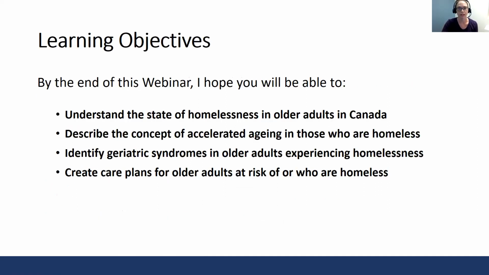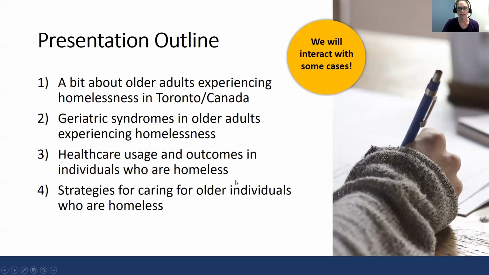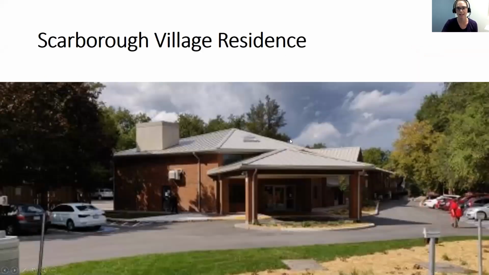So at the end of this webinar, I hope that you will be able to understand the state of homelessness in older adults in Canada, describe the concept of accelerated aging in those who are homeless, identify geriatric syndromes in older adults experiencing homelessness, and create care plans for older adults who are at risk of or who are homeless. So just to give you an outline, I'll first talk a bit about older adults experiencing homelessness in Toronto and Canada, talk about geriatric syndromes in this group, discuss a bit about their healthcare usage and outcomes, and then some strategies for caring for older adults who are homeless or at risk of homelessness. And just to highlight, we will be interacting through some cases.